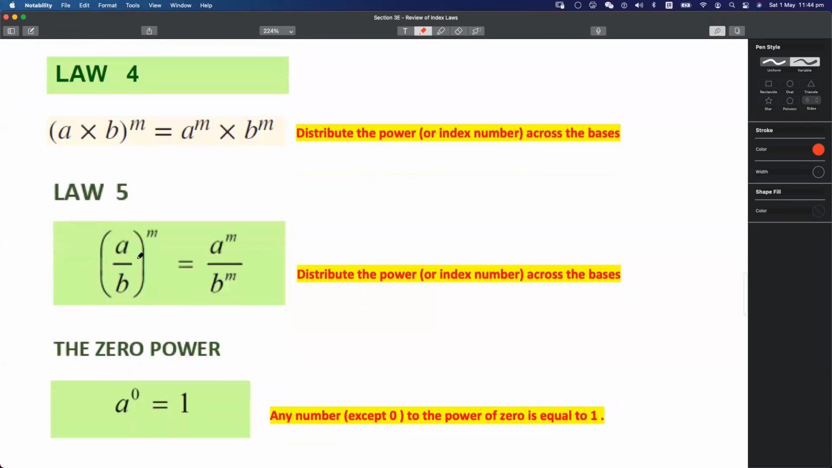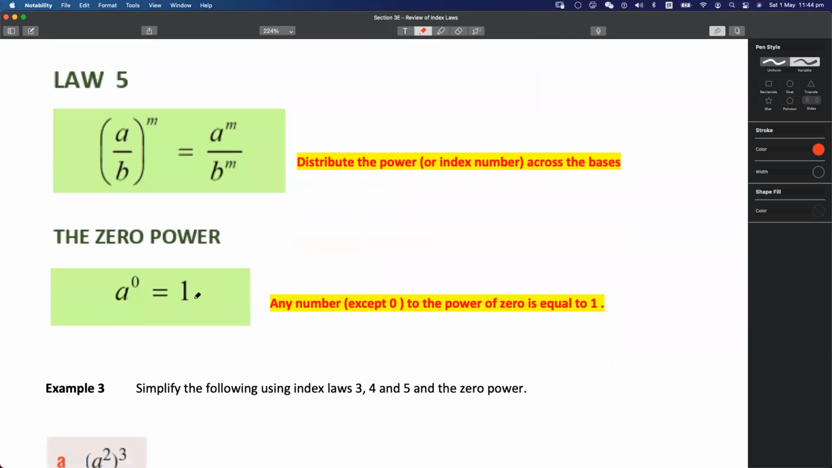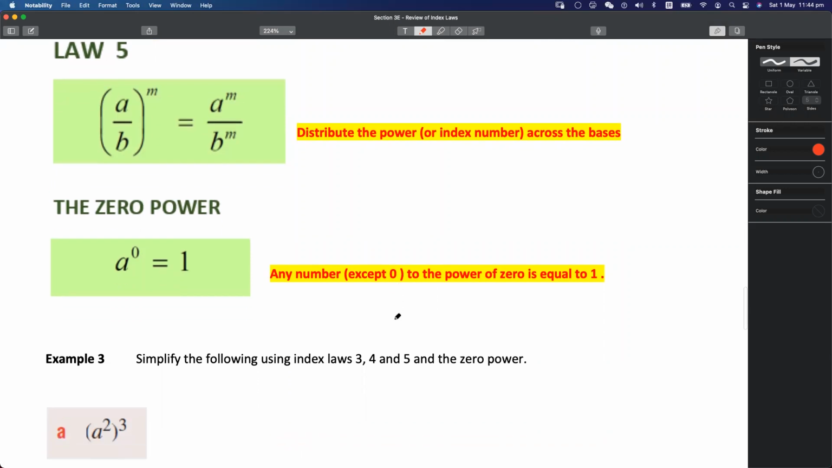Law 5: a over b to the power of m is equal to a to the power of m over b to the power of m. Distribute the power or the index number across the bases. At the zero power, a to the power of 0 is equal to 1. Any number except 0 to the power of 0 is equal to 1.